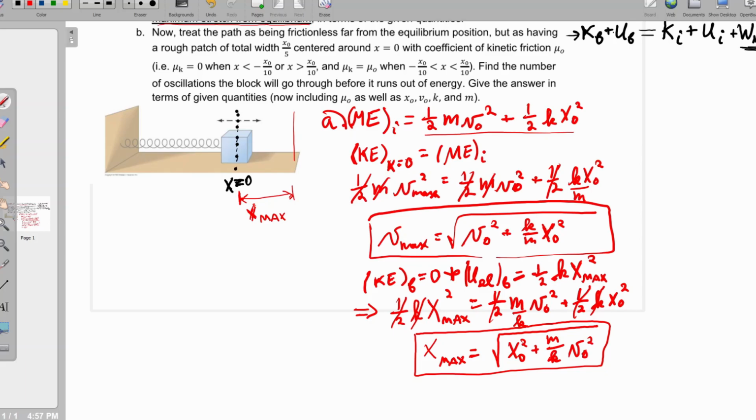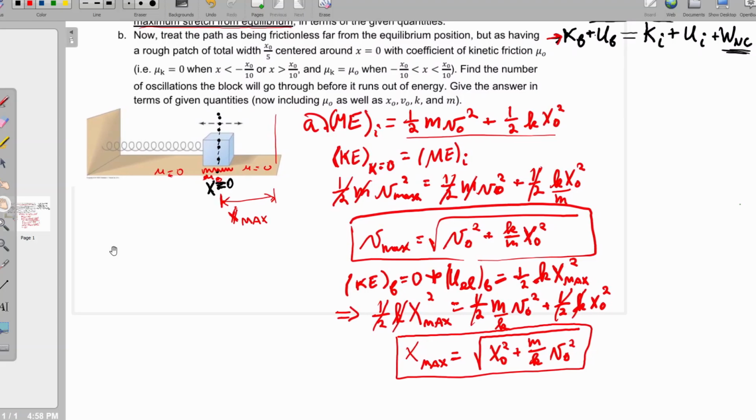All right, so here it's saying we have a rough patch here. And outside here, we have mu equals 0. But in the middle there, this has mu 0. It has a friction component. Now we're going to have to use this version of conservation of energy, where we include the work that is done by non-conservative forces. So let's do that.